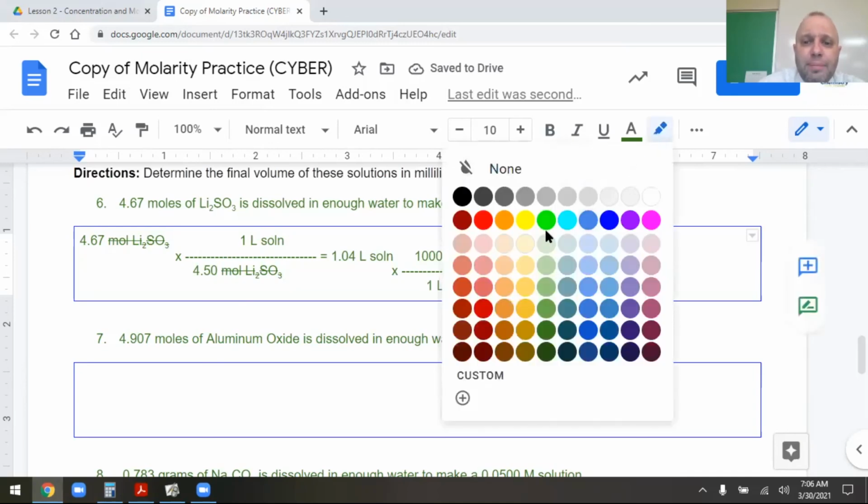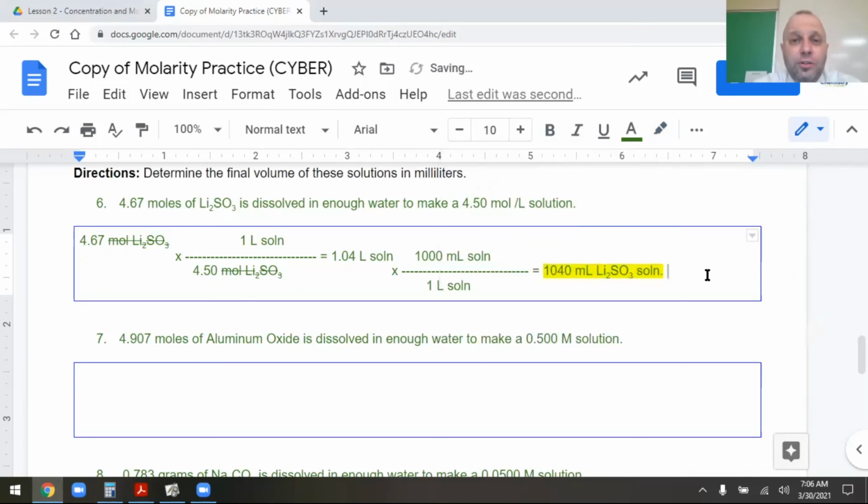So our third type of problem, a little easier. It's only one step. We don't have to figure out a molar mass. We're simply converting from units of moles into units of liters using the concentration as our ratio.